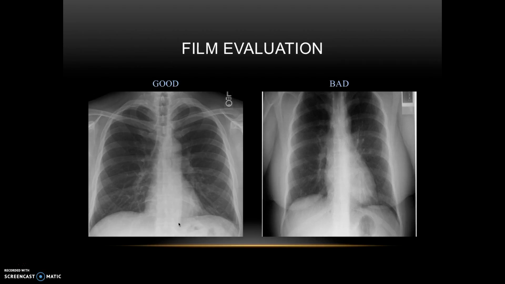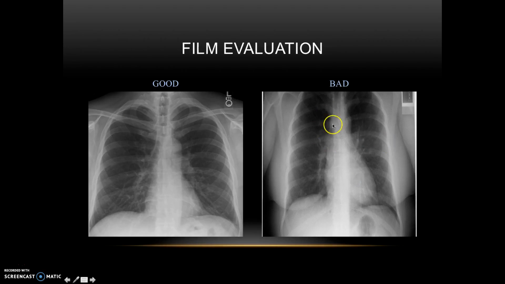So this is an example of a good PA chest x-ray and a bad chest x-ray. On the good one, you can see that there is no rotation. The clavicles are equidistant to the vertebral column. The scapula is out of the way of the lung field. You can count 10 posterior ribs here, and the film is marked. We can see from the apices down to the costophrenic angles.